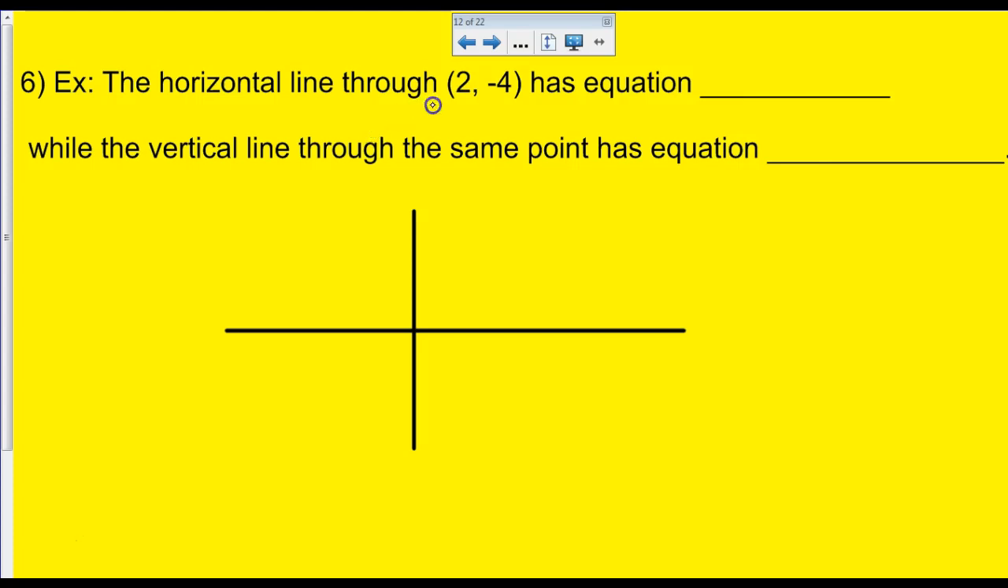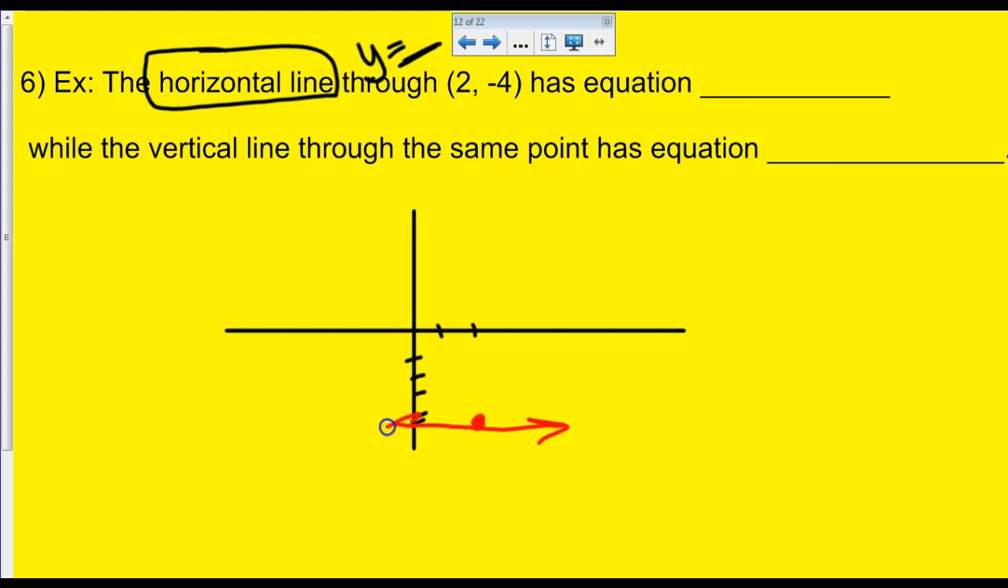The horizontal line through the ordered pair 2, -4 has the equation... Okay, so here's the clue. If it's a horizontal line, then it has to be in the form y equals something. So if you think about this ordered pair, 2, -4, please don't confuse slope with ordered pairs now, guys. This is what happens in algebra. We get a little one-track mind. If I have a horizontal line going through that point, this has to be the horizontal line at y equals -4.